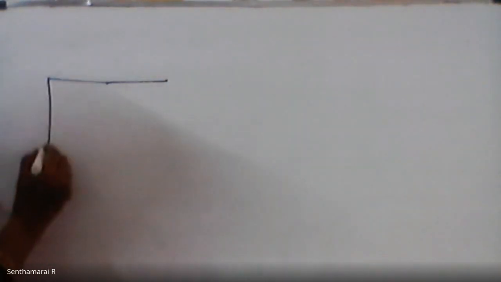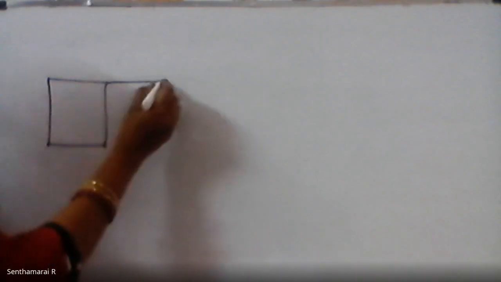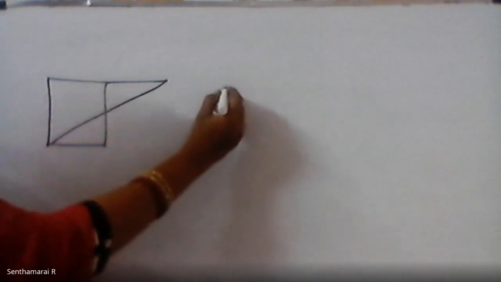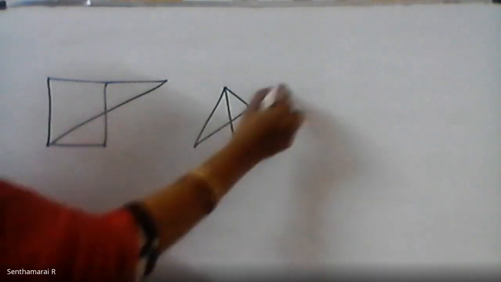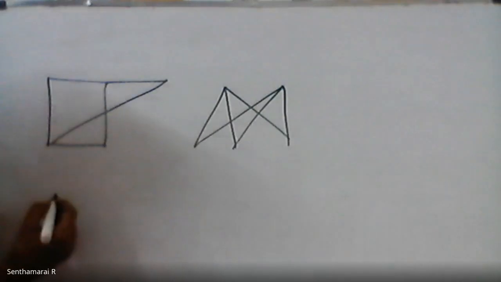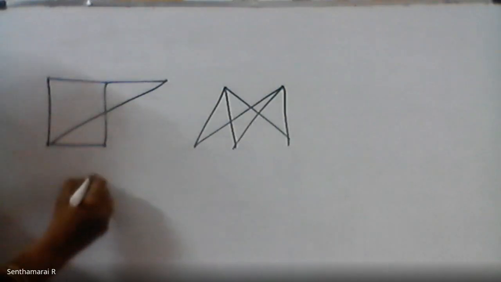Hello. I just drew some graphs. You check whether they can be drawn without crossing of edges or not. First graph. Can you hear my voice? Yes, ma'am. Okay. First graph. Second graph. Third one.